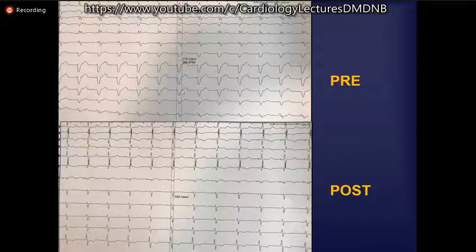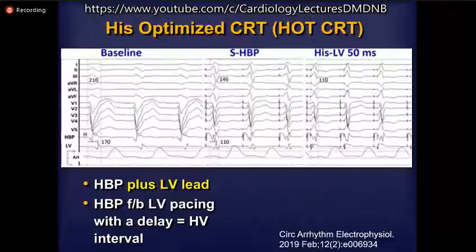You can see a very broad left bundle branch block, pre-procedure and post-procedure. Very nicely, the left bundle has been corrected and you have a normal, narrow, native looking QRS. Achieving this kind of a narrow QRS, we know from practical experience in CRT, is very difficult. Only in a few cases would you get such an excellent narrowing of the QRS with traditional CRT.